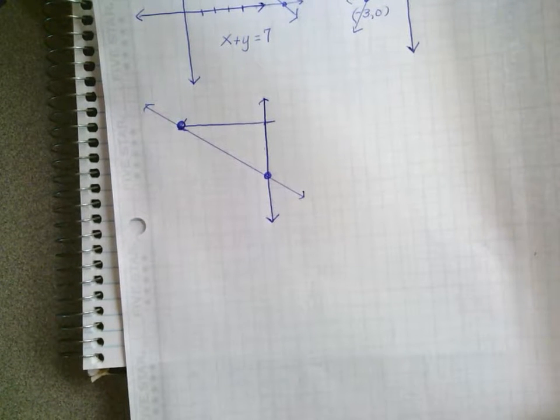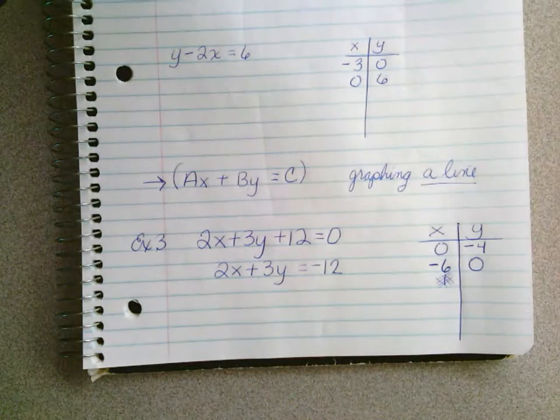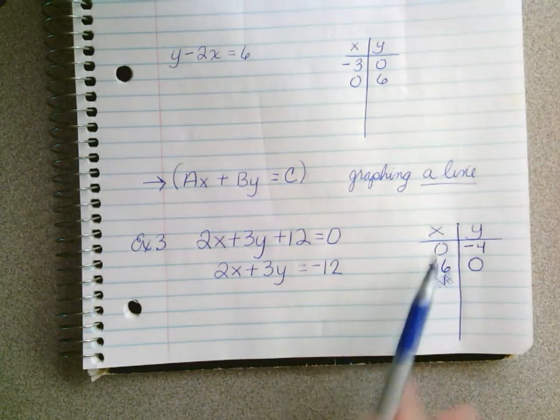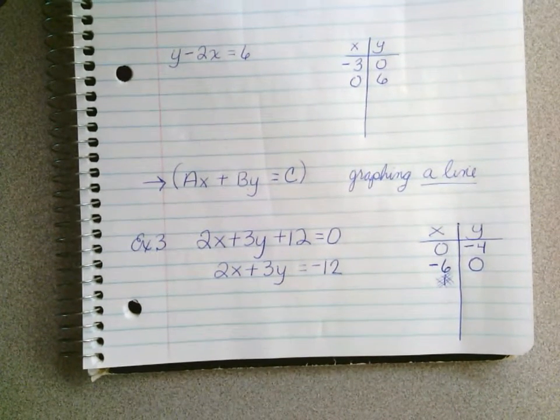And remember, there's an infinite number of points that could work. So I'm not going to be looking for the same points from everybody as long as the graph looks the same. That's example 3. I plugged in zeros and solved for the other ones. Just made my life easy.